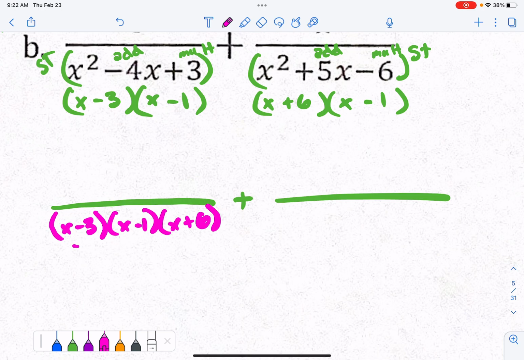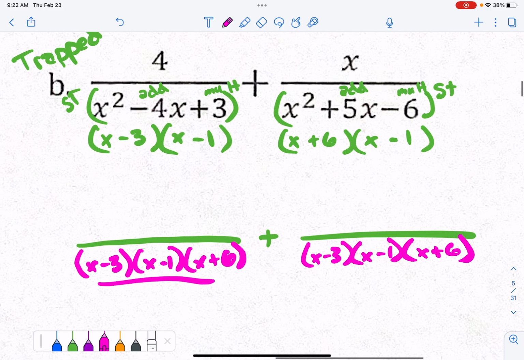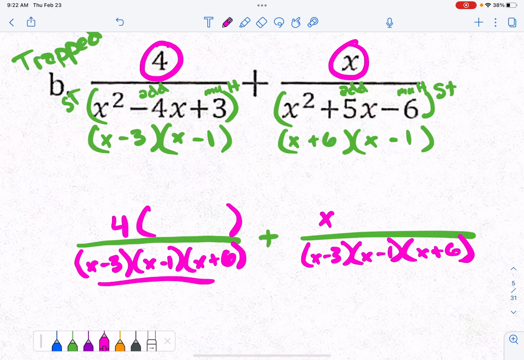I'm just going to take this guy and recopy him over here: x minus 3, x minus 1, and x plus 6, okay? All right, then what we're going to do is write our tops, and our top number is 4 and x, okay? So 4 goes here, and I'm going to multiply by what he needs, and x goes here, and I'm going to multiply him by what he needs, okay?